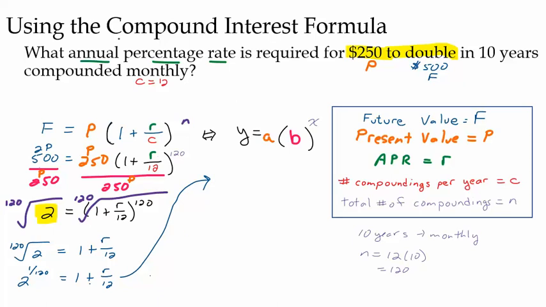All right, so what are we going to do next? Well, hopefully you're seeing the next thing to do would be to subtract 1. So that's going to give me 2 to the 1 over 120, take away 1, equals r over 12. And then I have to multiply both sides by 12. So I'm going to multiply this side by 12, and I have to multiply this whole side by 12. Those 12s will equal 1, and 1 times r is just r. So now I'm at the point where I can punch all this in.